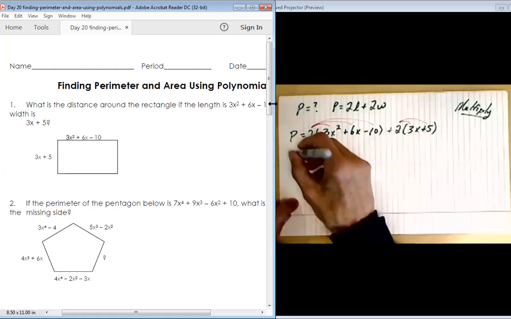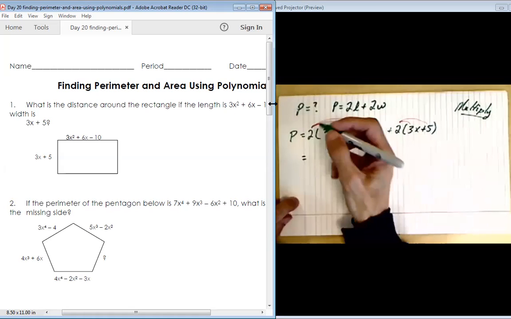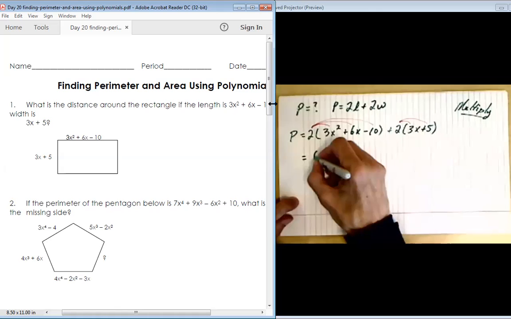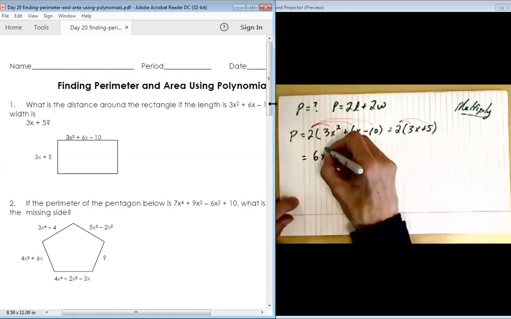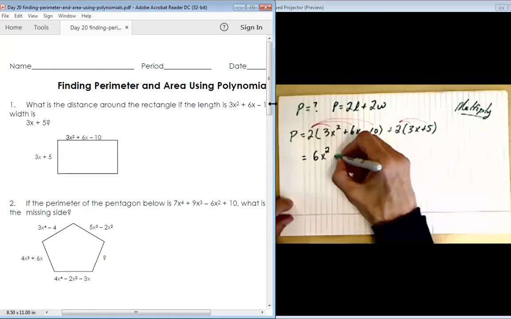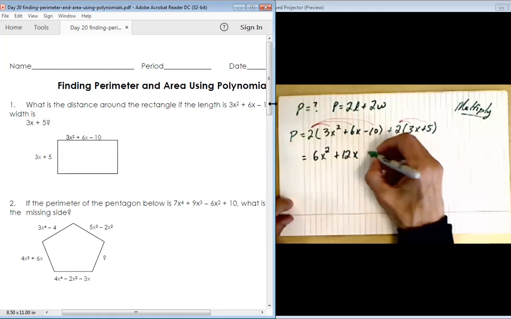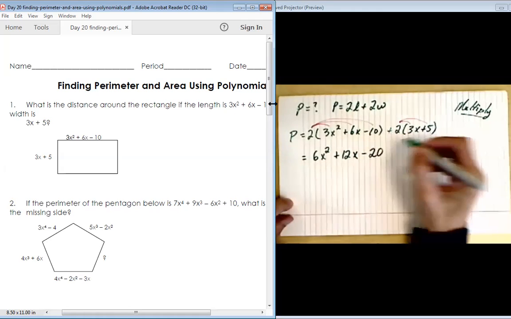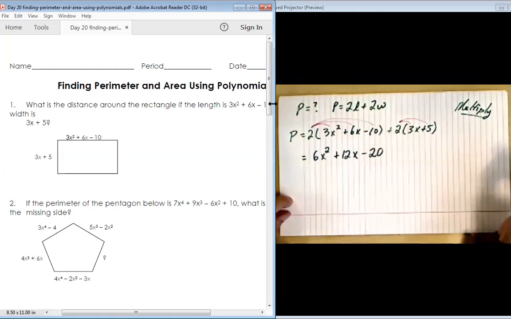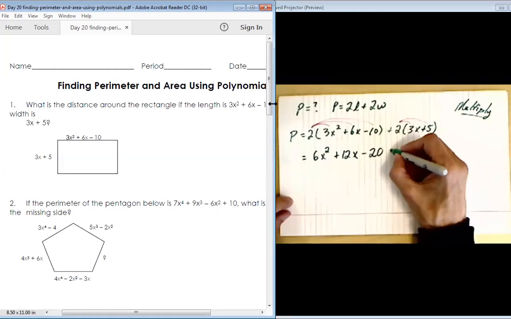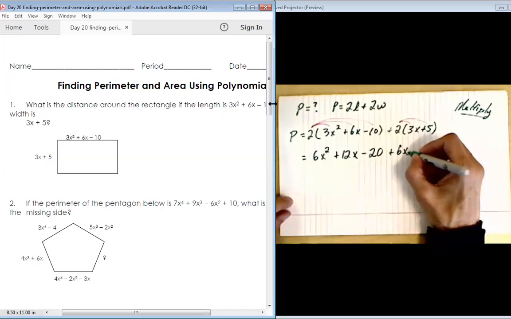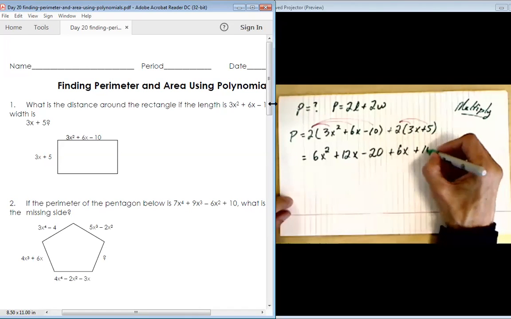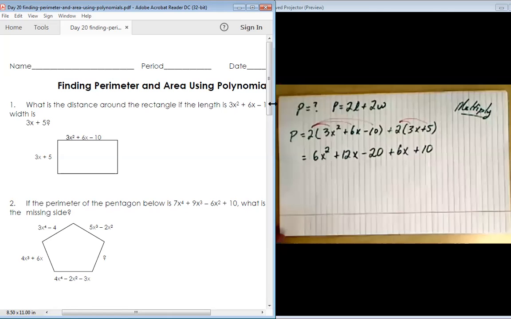So we do that. Yeah, 6x squared plus 12x minus 20, not bad. And the next one there? Plus 6x, yeah. Plus 10. Indeed. Are you okay with that? Yeah. Nice, okay.